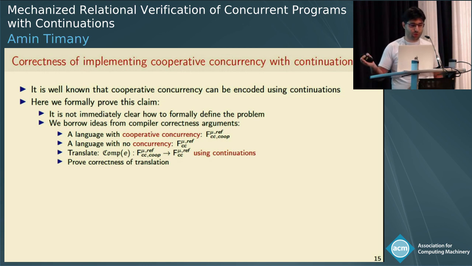The way we approach this problem is we borrow an idea from compiler correctness, and we define a programming language with cooperative concurrency. I will explain what that is. And a programming language with no concurrency, a sequential programming language that has call/cc. And we give a translation, and we show that the translation is correct.